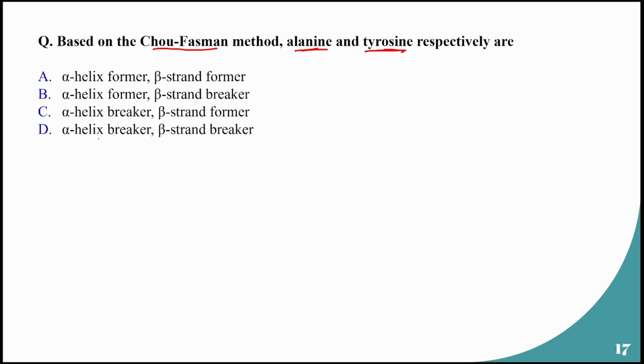So here we have the alpha helix case as well as the beta strands case. Firstly, should alanine be a former or breaker of alpha helix, and should tyrosine be a former or breaker of the beta strand? Can somebody try to answer in the chat? We'll just see.